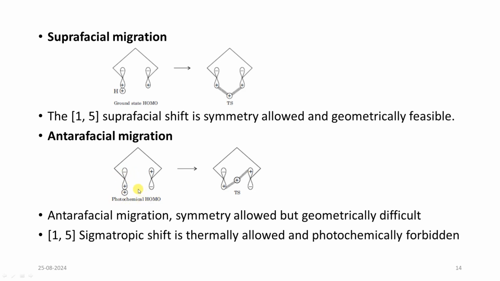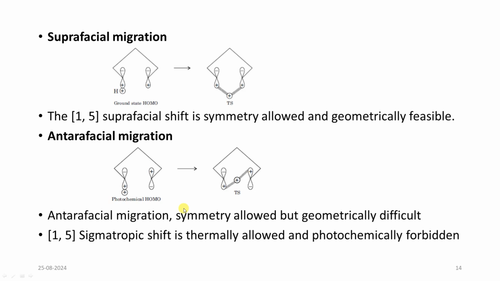Now let us see the antarafacial migration for the same. Let us consider the photo-induced reaction. That is the photochemical HOMO, Psi4. Here the interaction in the antarafacial way, on the opposite side of the pi system, is plus plus and plus plus. Here this is also symmetry allowed, but it is geometrically not feasible, because the distance between the s orbital and the p orbital is more. So antarafacial migration does not take place in the 1,5 hydrogen shift. So we can conclude that the 1,5 sigmatropic shift is thermally allowed and photochemically forbidden.